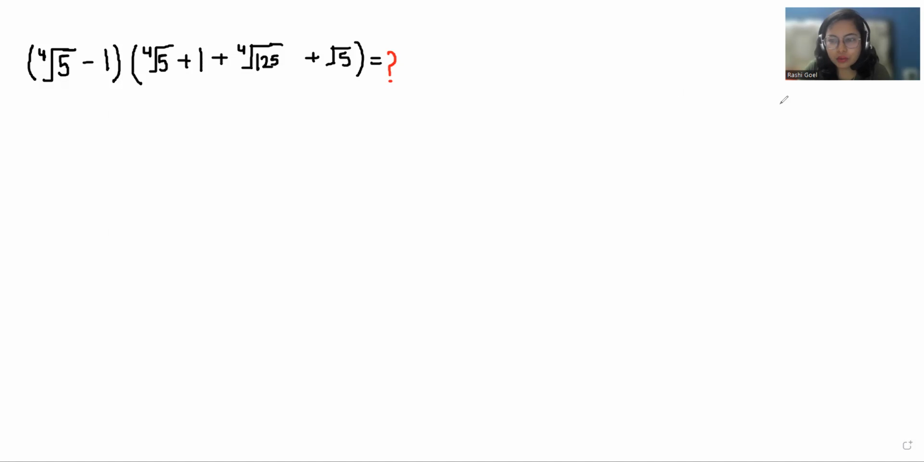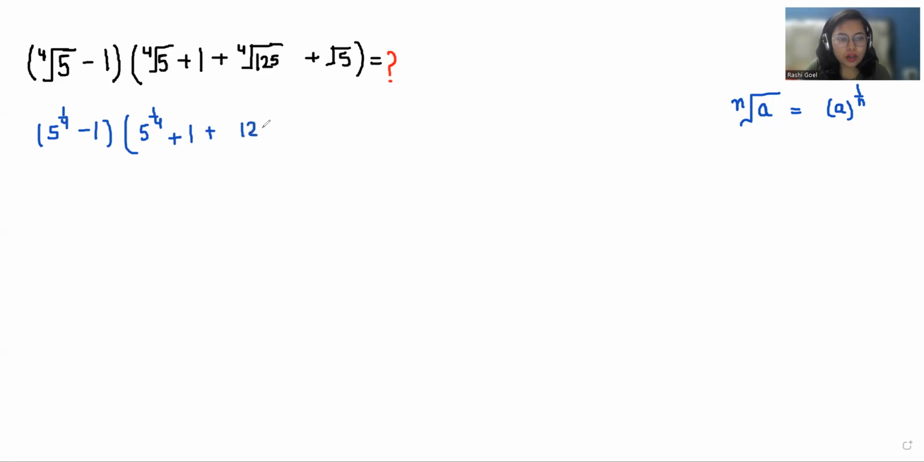So as we know the rule, nth root of a is equal to a power 1 by n. So here we can write it as 5 power 1 by 4 minus 1, and here also 5 power 1 by 4 plus 1 plus 125 power 1 by 4 plus 5 power 1 by 2.